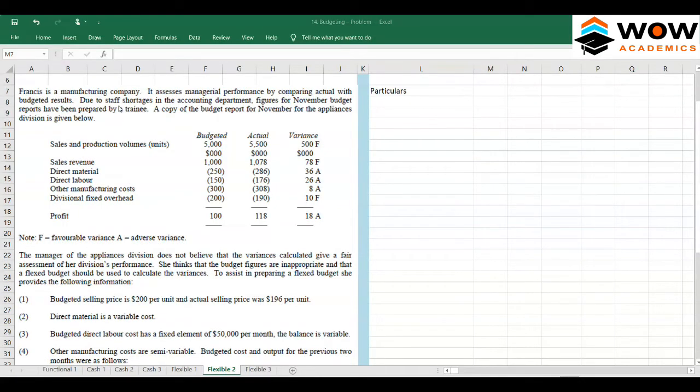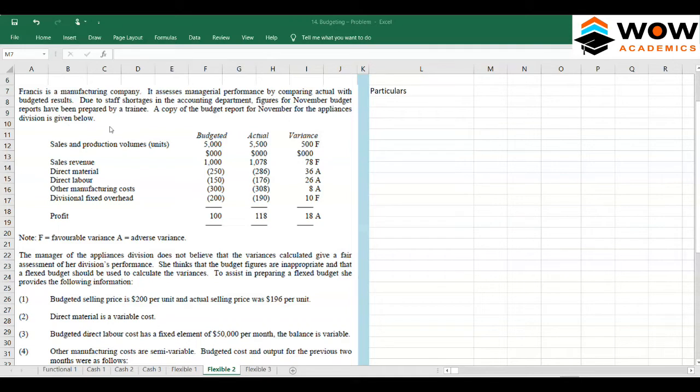So Francis is a manufacturing company. It assesses managerial performance by comparing actual with budgeted results. Due to staff shortage in the accounting department, figures for November budget reports have been prepared by a trainee. A copy of the budget report for November for the appliances division is given below.